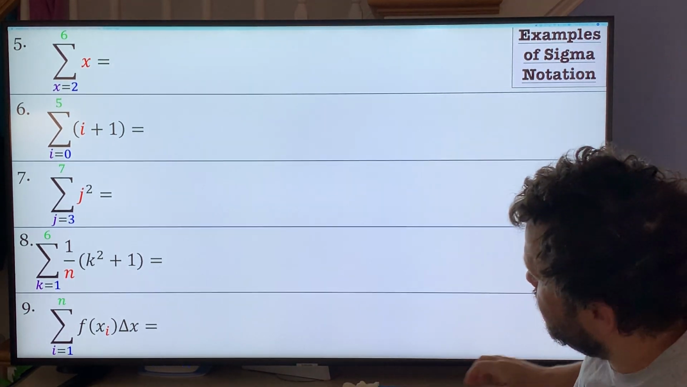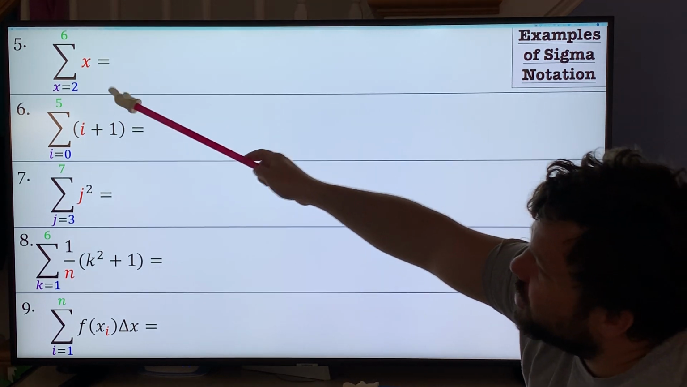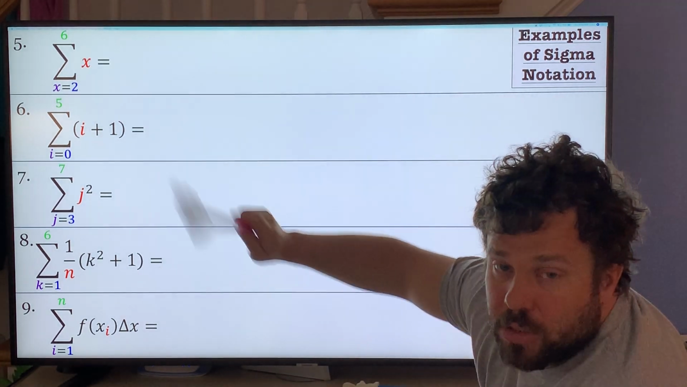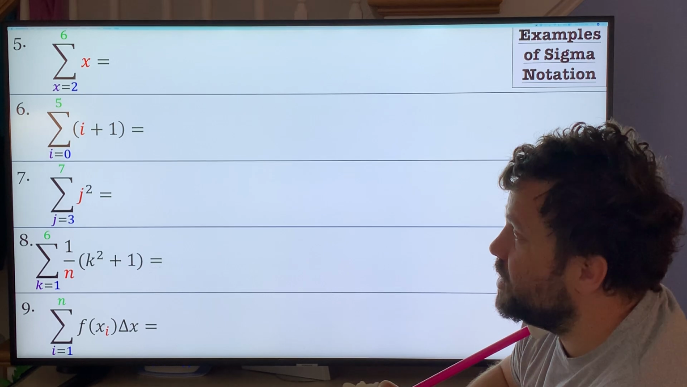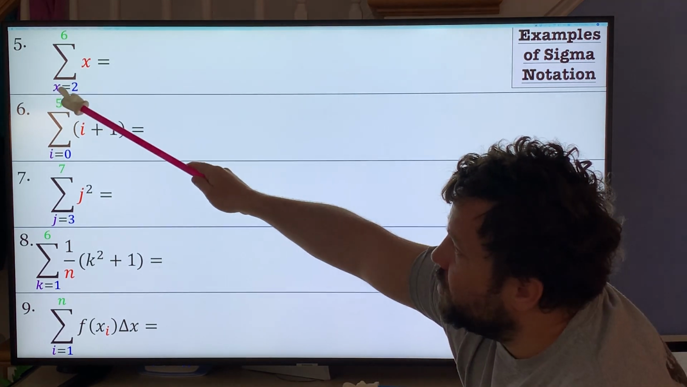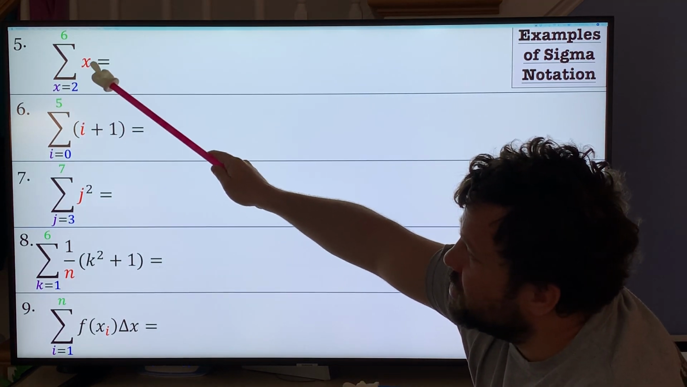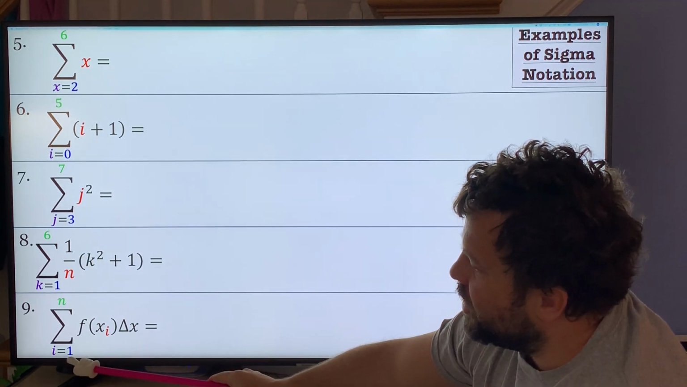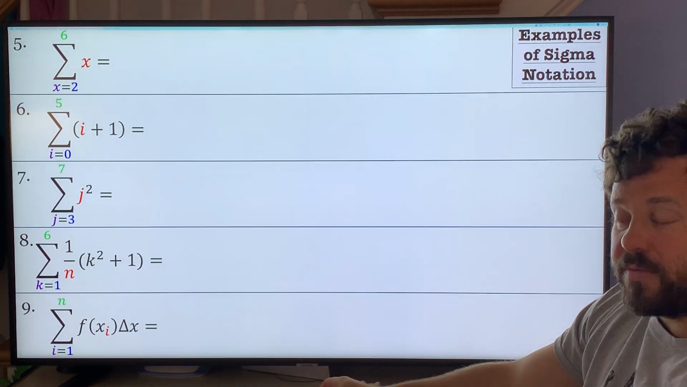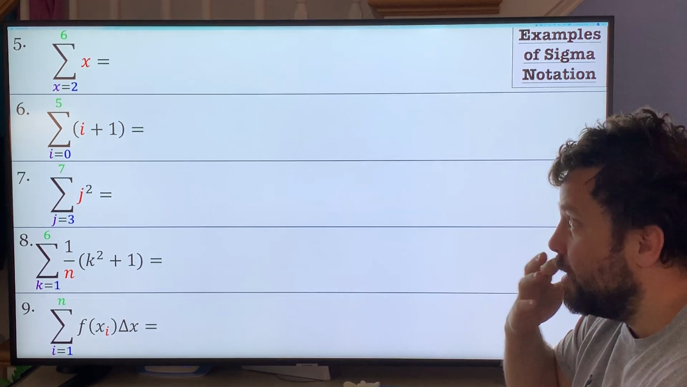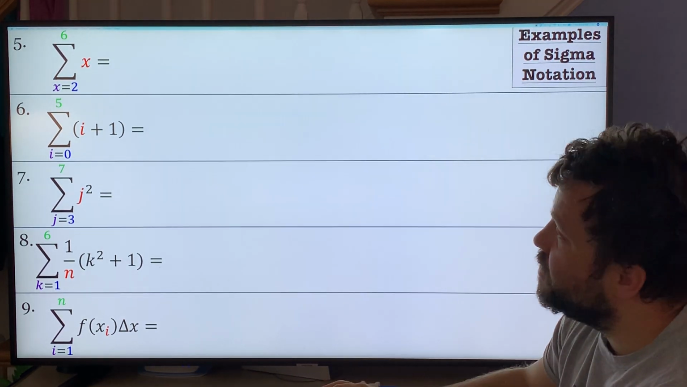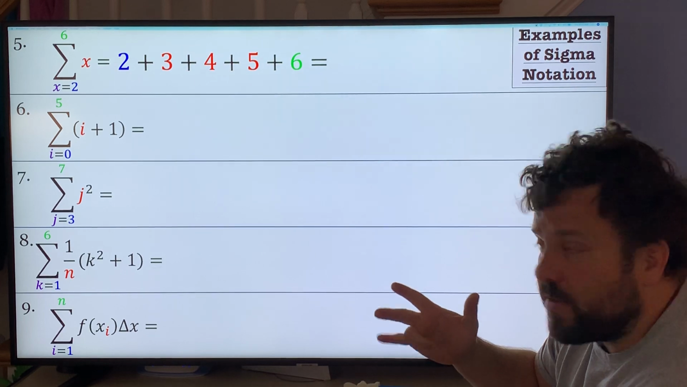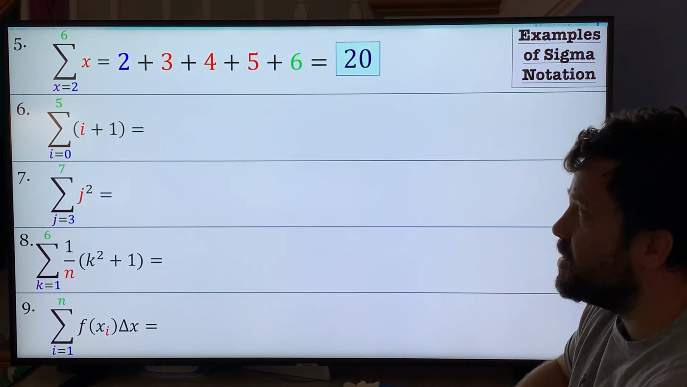All right, let's see what you got. First example here. We start with a 2. The lower bound has changed. Also you have to make sure whatever letter this is equal to is the one that you're filling in: I, J, K. All right, I. So if there are different letters involved, you're just filling in the letter that goes with your lower bound. So we're going to go 2, 3, 4, 5, 6. You should add them all together and get 20.